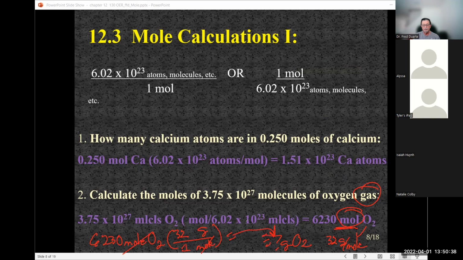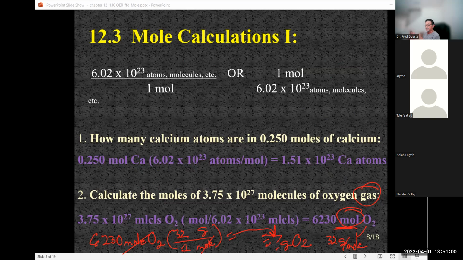Now, I'll let you do the math. I went from having a number of molecules of oxygen gas to moles of oxygen gas, and now to grams of oxygen gas, which I can use in the real world because I'm using grams.